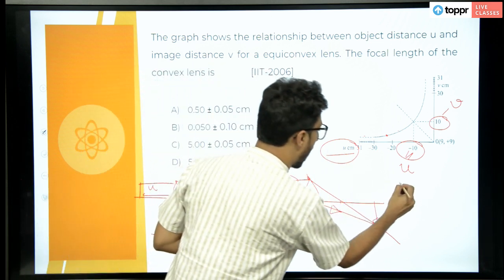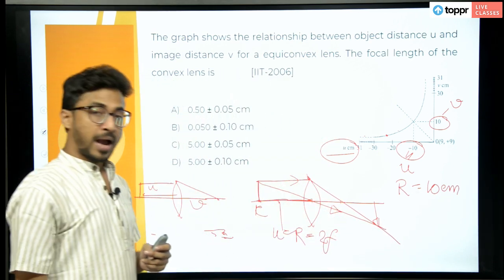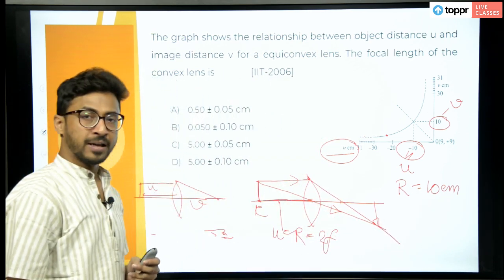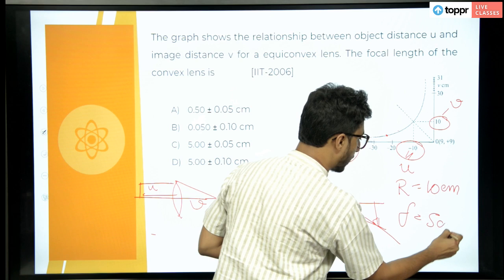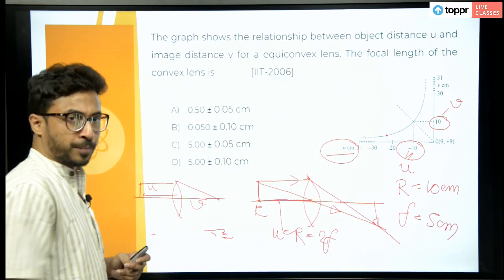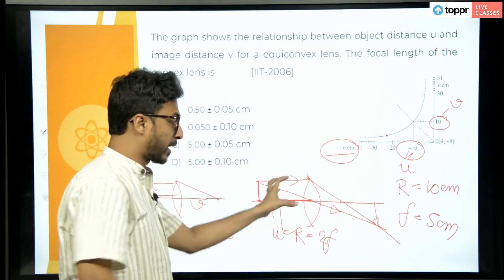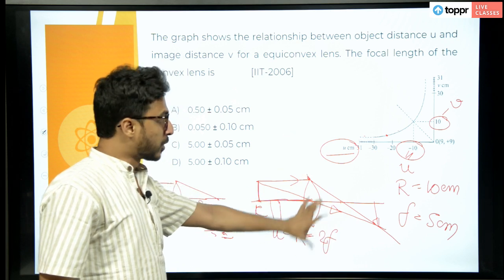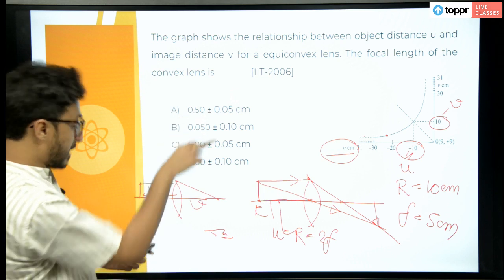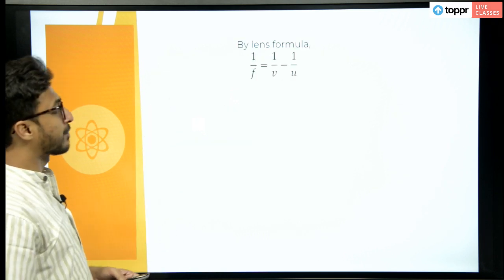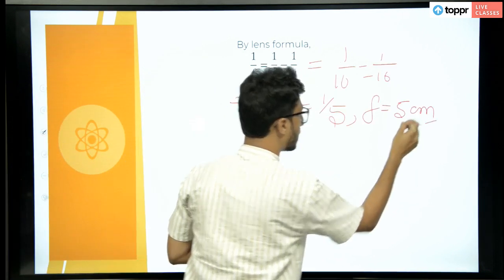So we can say r is nothing but 10 centimeter. And we know focus f is half that. So f will be 5 centimeter. This is one of the approaches. This is purely the physical approach where you can visualize what is happening. Otherwise, if you just want to put in the formula, then also you can find it, right? This is a lens, so the lens formula is 1 by f equals 1 by v minus 1 by u. By putting the values, you can find the focal length in centimeter.